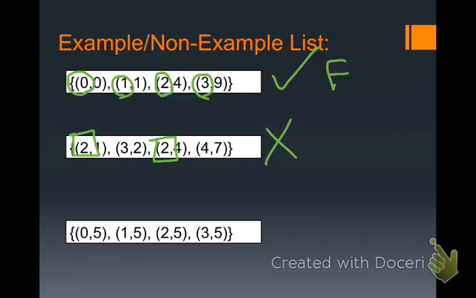Our last example, we have (0, 5), (1, 5), (2, 5), and (3, 5). And this list is actually a function. It's a little bit tricky because they do have the same output value, but by definition of a function, all we need is for each input value to match to exactly one output. So that is a function.